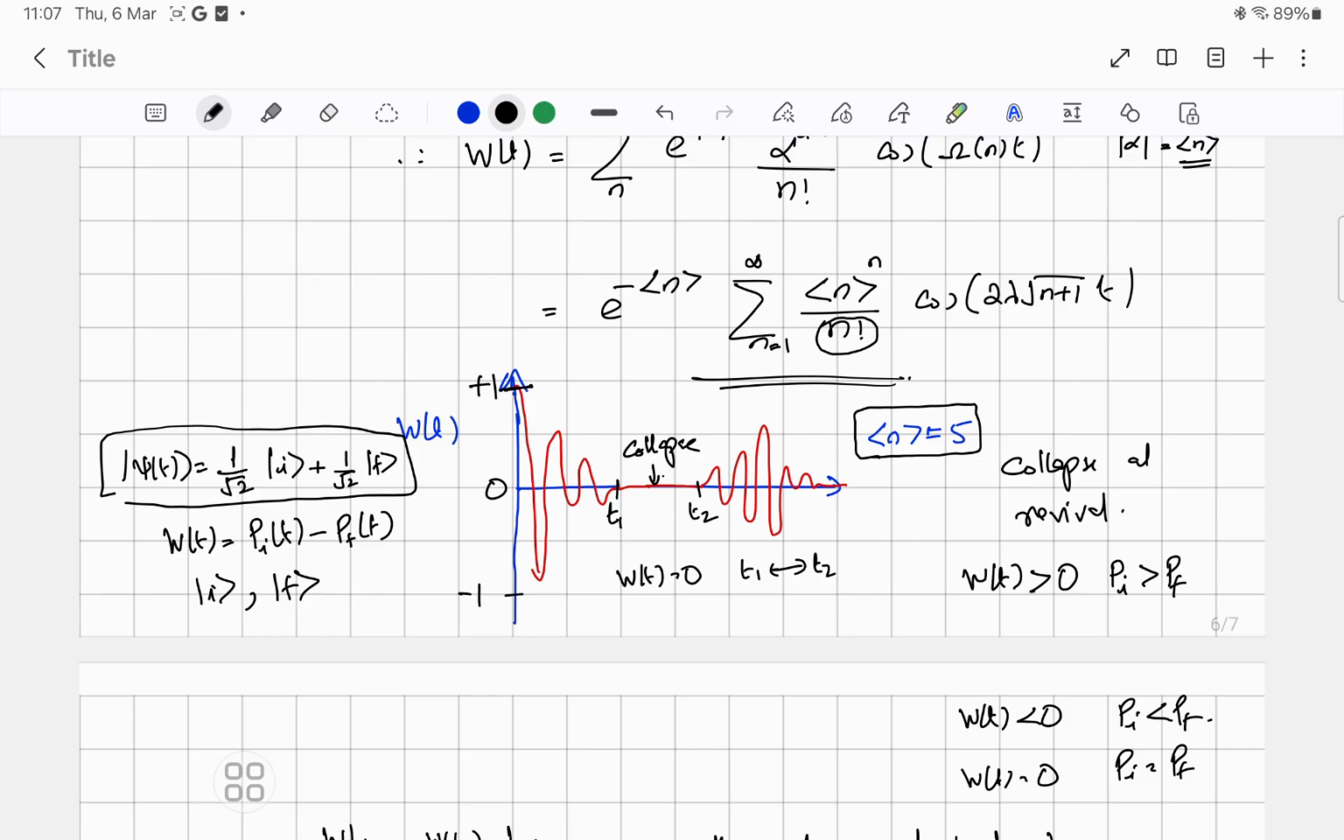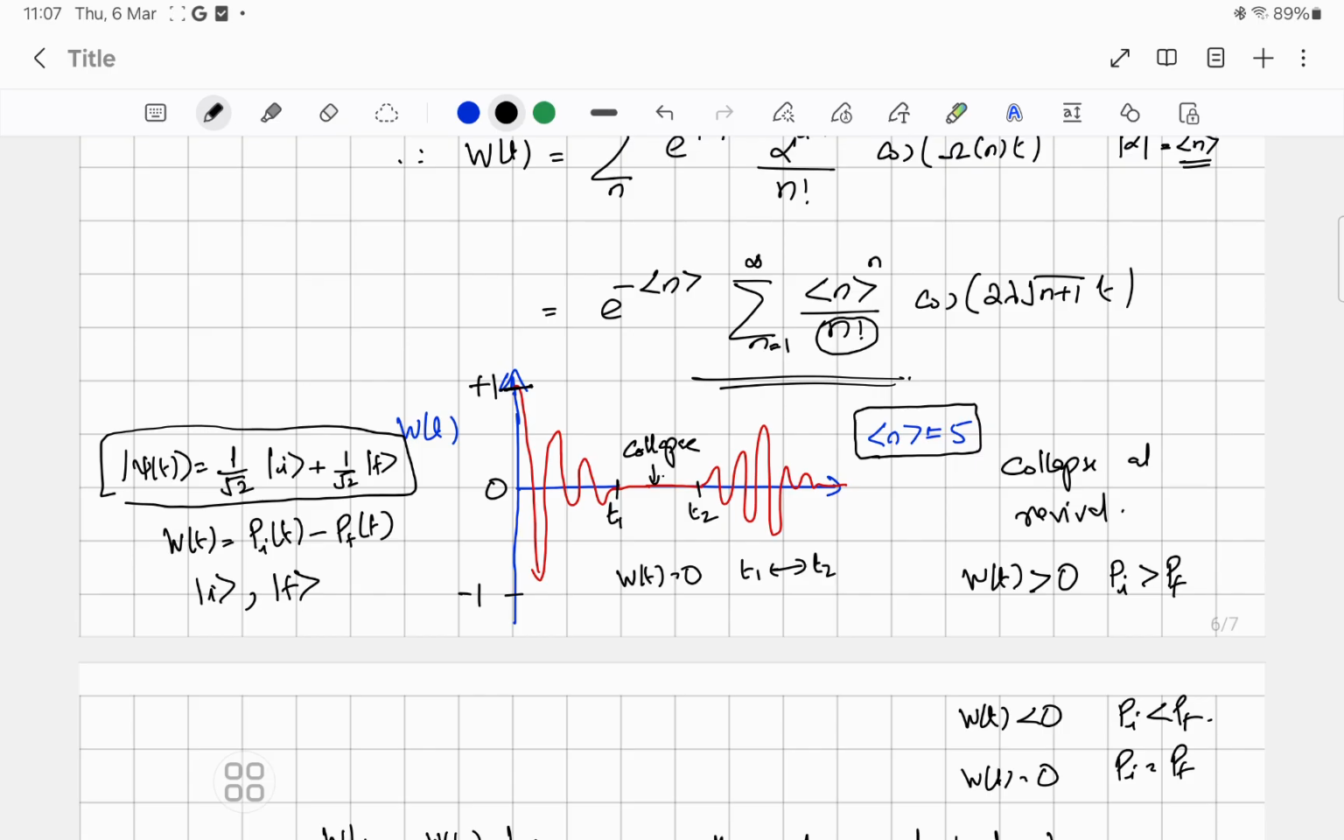But if W of t is positive, then the system has the greater probability to be found in the state I compared to the state F. And if W of t is negative, so if the value of W of t is below that horizontal line, that means the system is mostly in the state F compared to the state I. And that is not exact superposition. So if the system is in the exact superposition, that is called collapse.